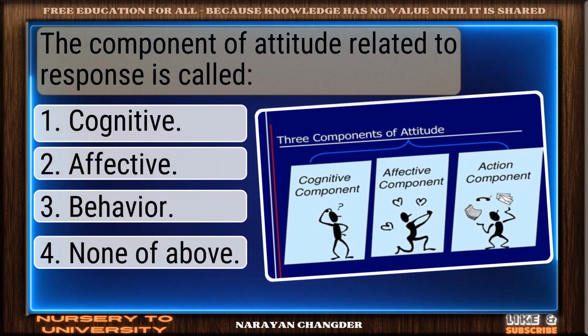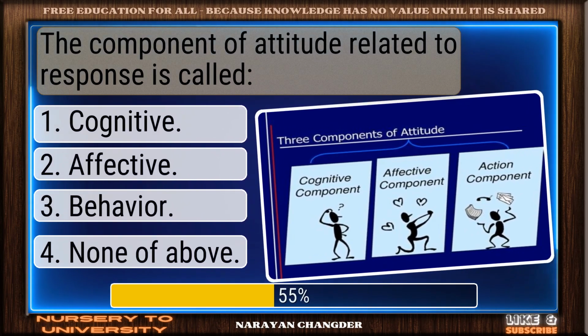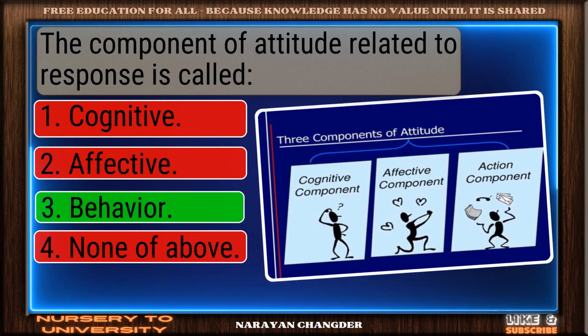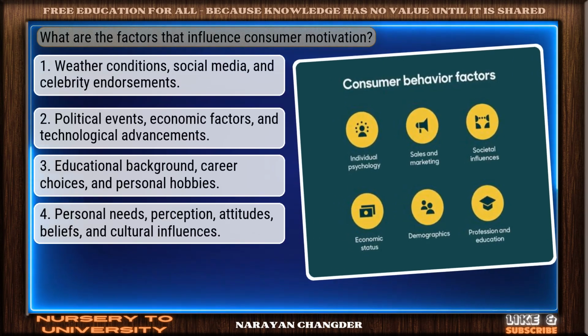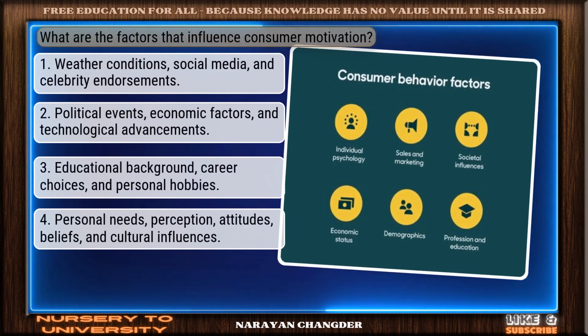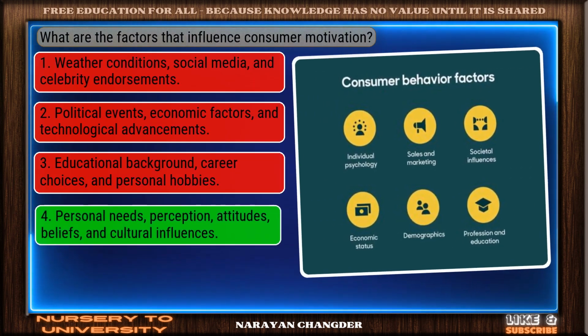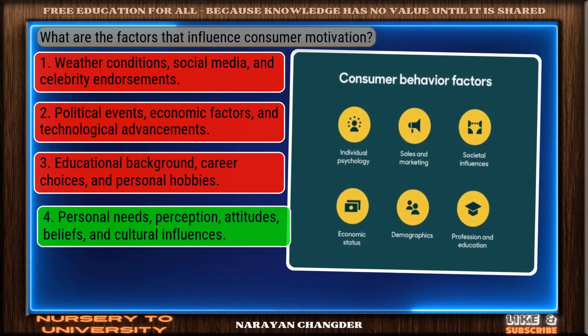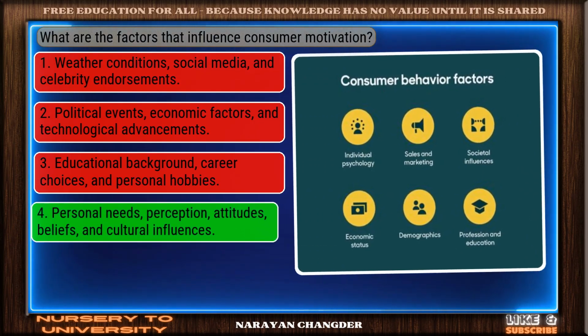The component of attitude related to response is called dash. Solid response. Behavior is a valid choice. What are the factors that influence consumer motivation? Nice selection. Personal needs, perception, attitudes, beliefs, and cultural influences is the correct and valid answer.